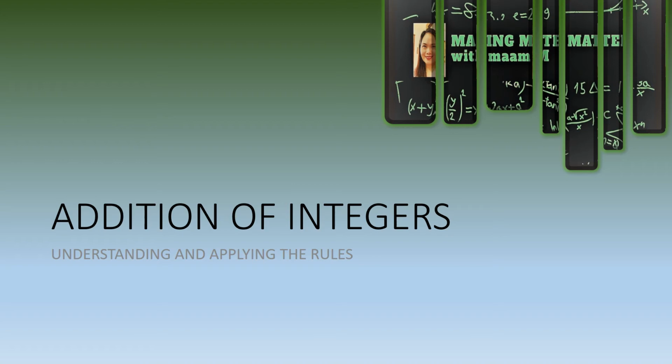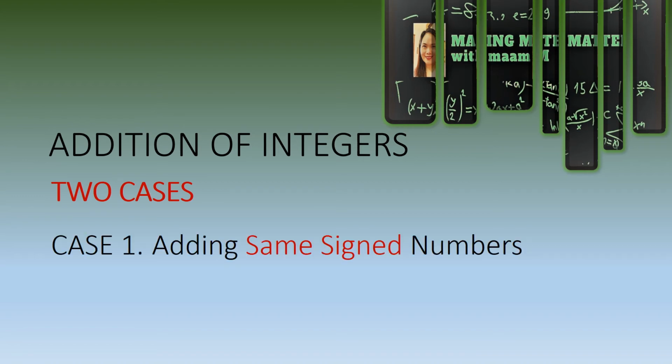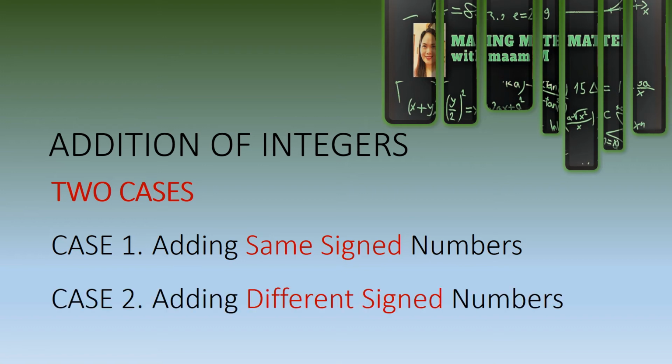Okay, since we're done reviewing what are integers and how to solve the absolute value of a number, we are now ready to discuss addition of integers, understanding and applying the rules. In adding integers, there are 2 cases that can be considered. Case 1, adding same signed numbers. Case 2, adding different signed numbers. We are going to take these cases one by one.